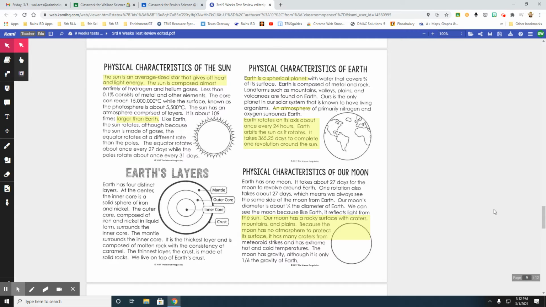All right, last section here that we're going to talk about are physical characteristics of the sun, the earth, and our moon, and the relationship between those three. We know our sun is actually just a medium sized or average sized star. It is giving off heat and light that sustain life here on Earth.